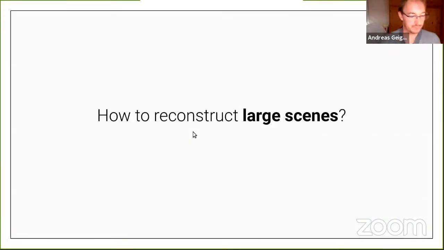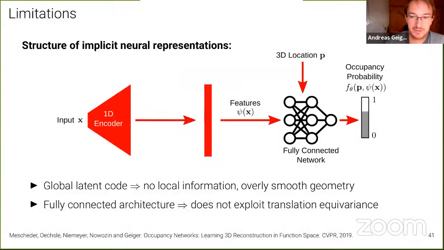Okay, so now the last part. I mentioned it before already. These implicit models are really good at reconstructing single objects, but what about larger scenes? And it turns out they don't work so well.